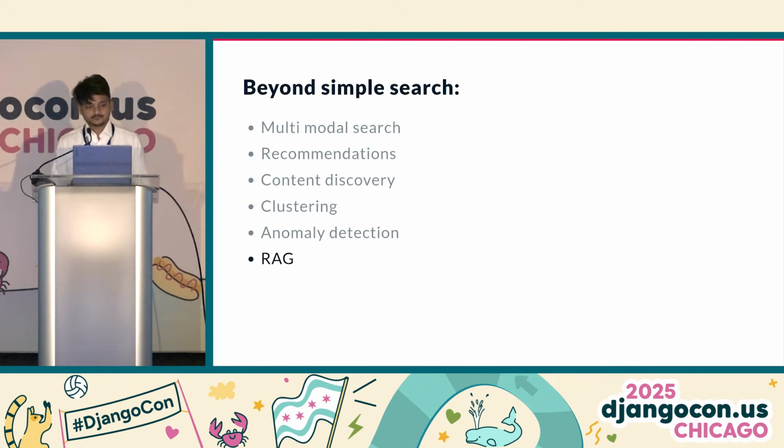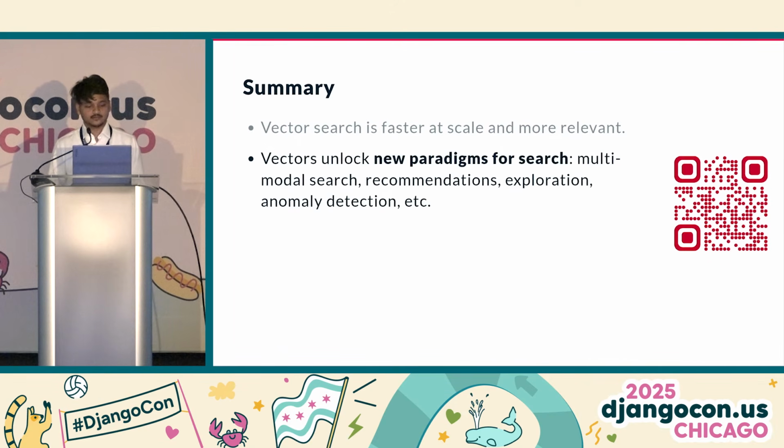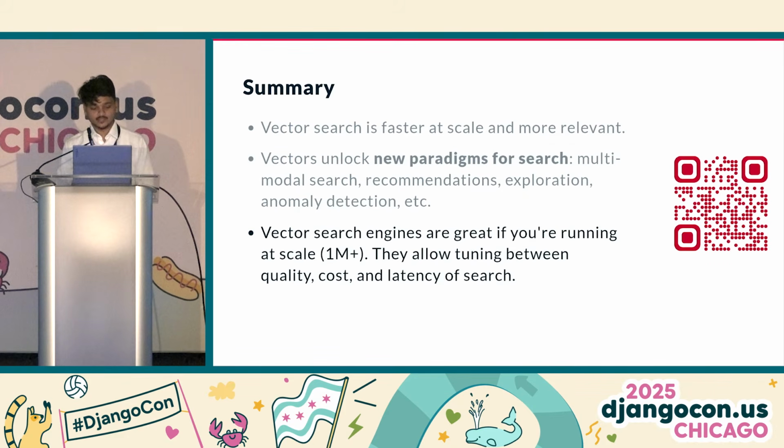So overall, the summary is that vector search is faster at scale and more relevant. And vectors unlock new paradigms for search, like multimodal search, recommendations, exploration of the vector space, anomaly detection. These are just not possible with traditional text search. And dedicated search engines are great for running at scale. They allow you to tune between the quality, cost, and the latency of the search, depending on your requirements.